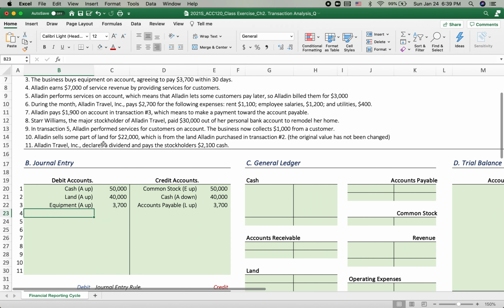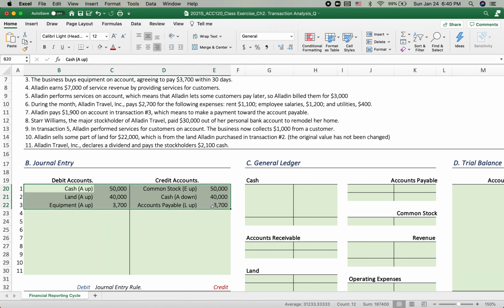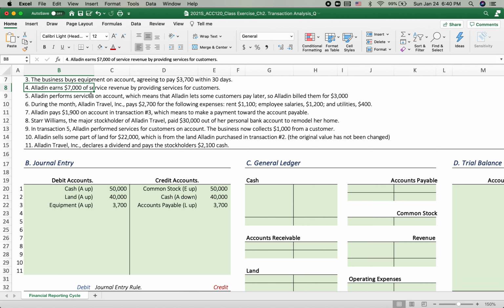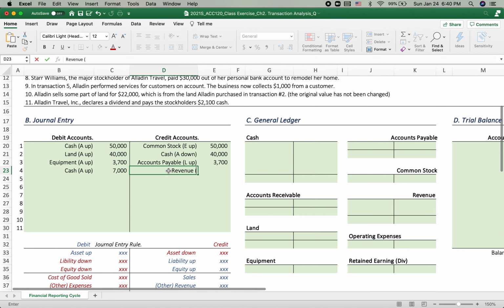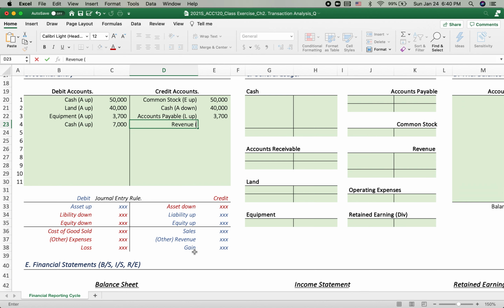Now number 4, Aladdin earns $7,000 of service revenue by providing services for customers. Now finally Aladdin started their business. Up to this transaction, they were not yet operating; they had just set up to do their business. Now for the number 4 transaction, finally Aladdin earns, that is, they provide a service to the customers, right? So earns means, oh, they got paid. So $7,000 cash, that's cash asset up. How much? $7,000 service. Now they provide this service revenue, so I'm writing down this revenue. Now the revenue account. Why do you put the revenue on the credit side? Again, the sales, revenue, or gains increase the equity.